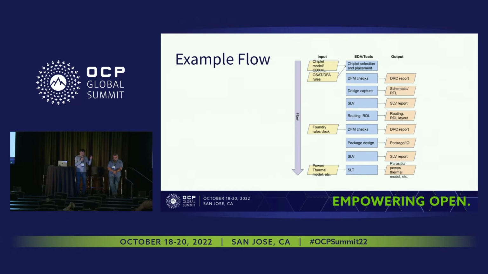And lastly, let's look at an example that we used in the past at the G group when we developed a chiplet-based system in an active interposer. At the top, you can see that we input the CDXML, or what used to be JEF, and then we do chiplet selection, placements, DFM checks, design capture, XLV routing, all the way to package design, and XLT. We use this CDXML data to generate the output on the right.